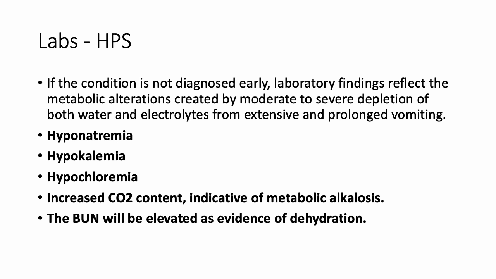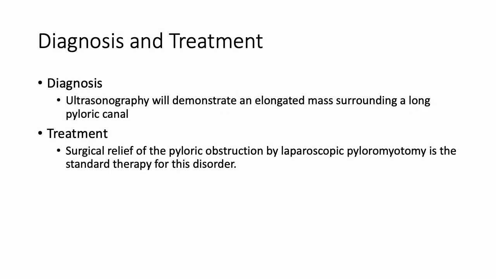With any vomiting illness, you tend to lose sodium chloride and potassium, and therefore, in pyloric stenosis, these are the levels that you would expect to be low. Because you're losing so many hydrogen ions, you also end up with a metabolic alkalosis, which you can see on your metabolic panel as an increased CO2 content. We can detect pyloric stenosis using an ultrasound, and removal of that muscle is the standard surgical therapy.